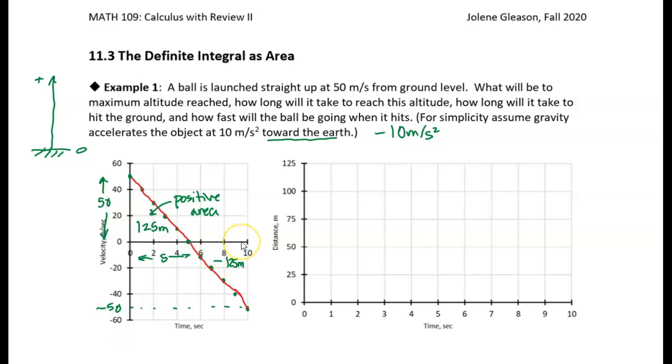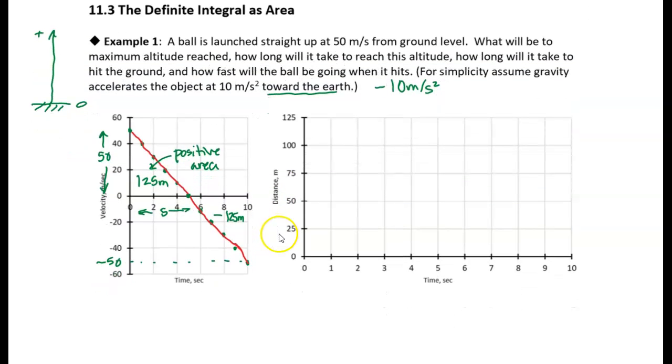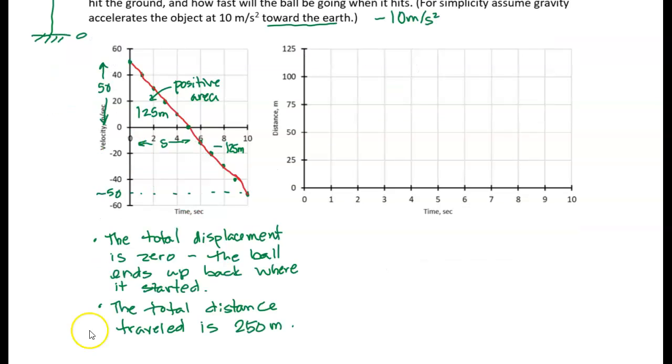So there's just a few things I want to point out to you. One is that the total displacement is 0. The ball ends up exactly where it started, but the distance traveled is actually 250 meters because it went up by 125 meters and then back down by 125 meters.